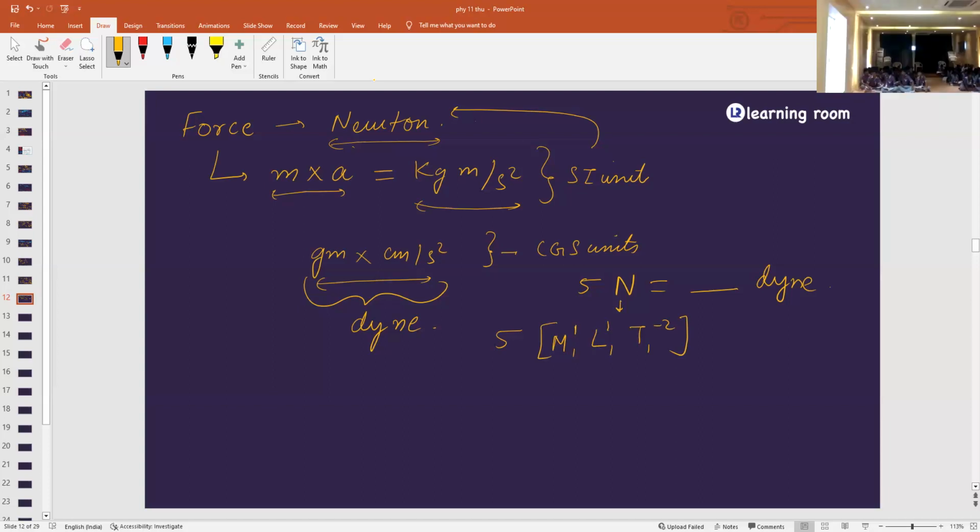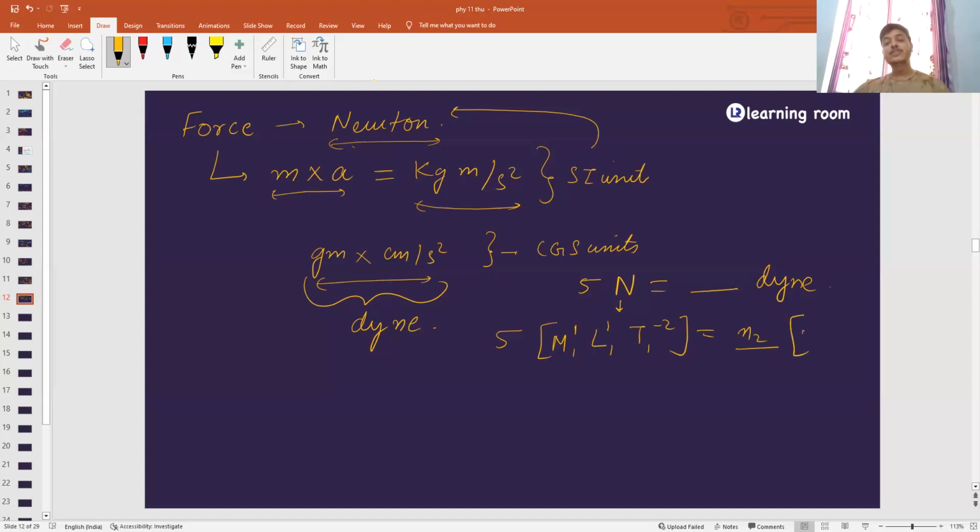The dimensions of dyne should be the same: M2 to the power 1, L2 to the power 1, T2 to the power minus 2. Because even here we are talking about force only, the dimensions will not change. Just the value will change. Put a thumbs up if you understood till here.